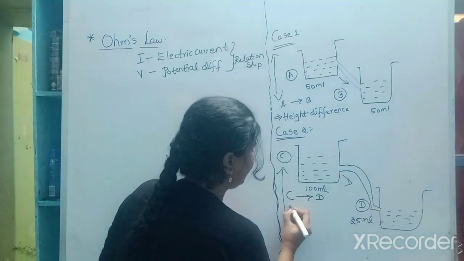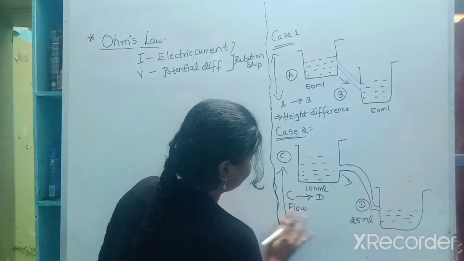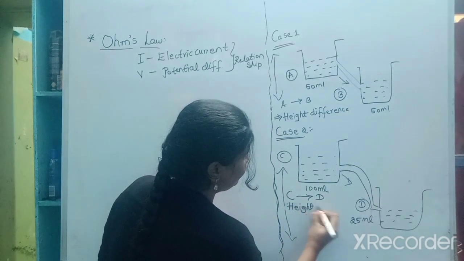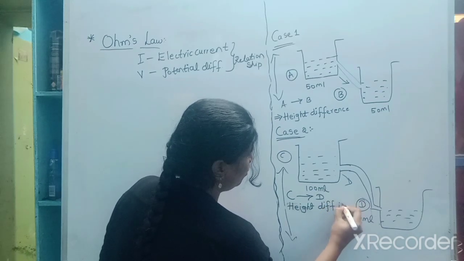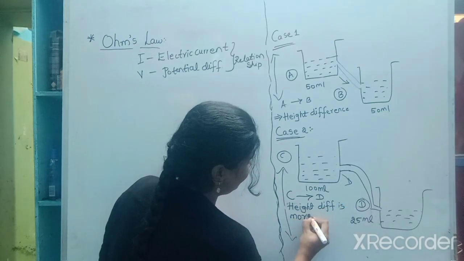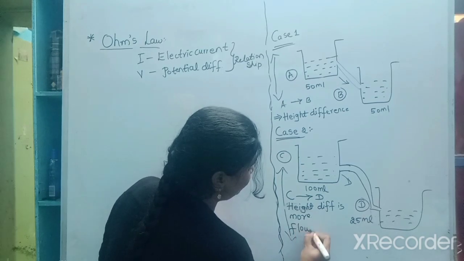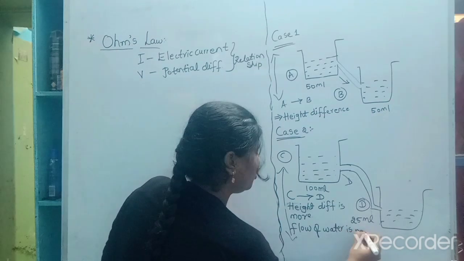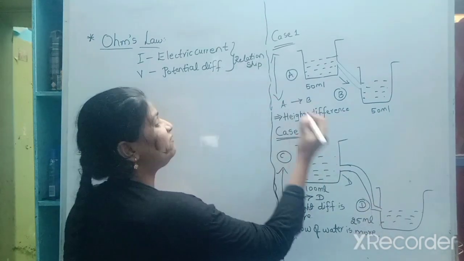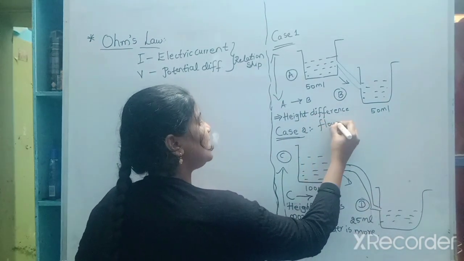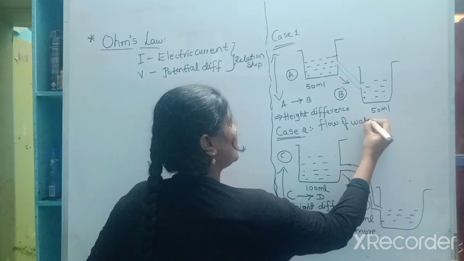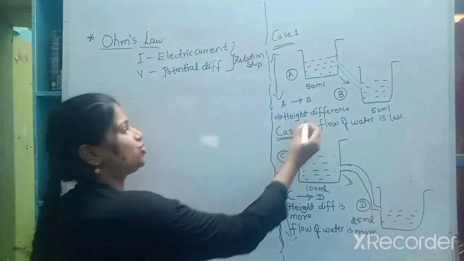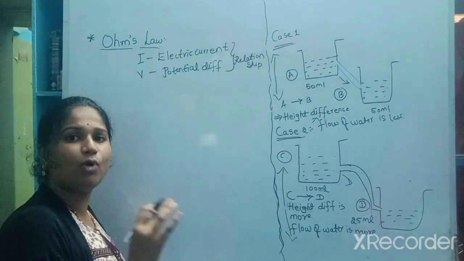So here I can write: the height difference is more here, so the flow of water is more. In case 1, the flow of water is less compared to case 2.